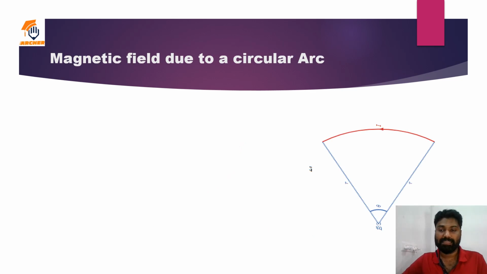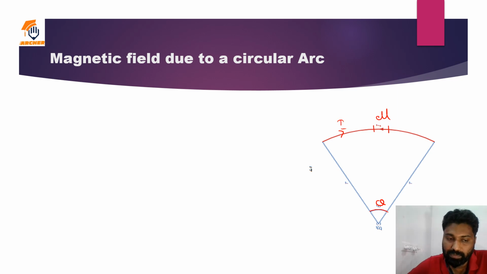Next also we are taking some cases, magnetic field due to a circular arc. See, here we are considering a circular arc having angle theta. This angle is theta. I am taking a current element here dl. So current I is passing through this. So magnetic field at the point O, at this point I need to find magnetic field.